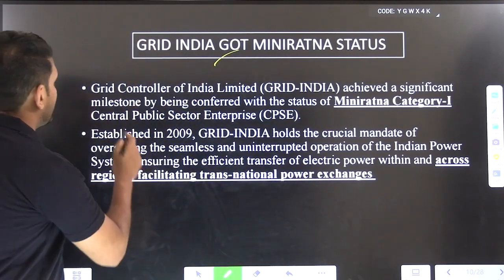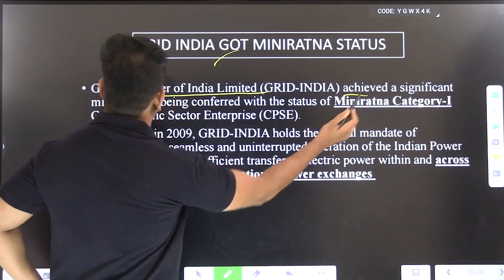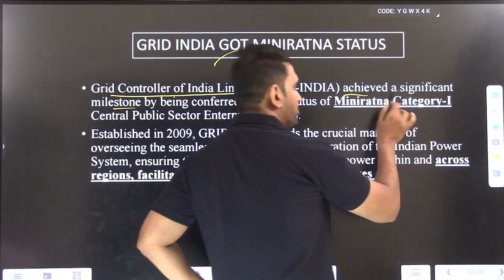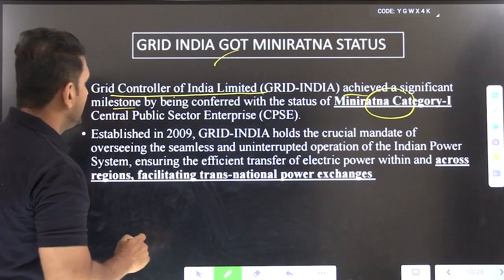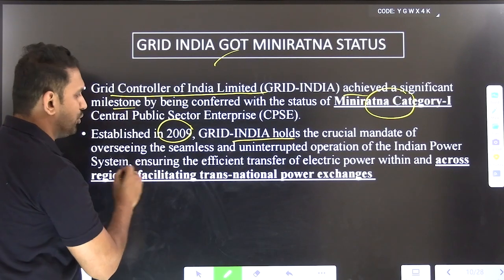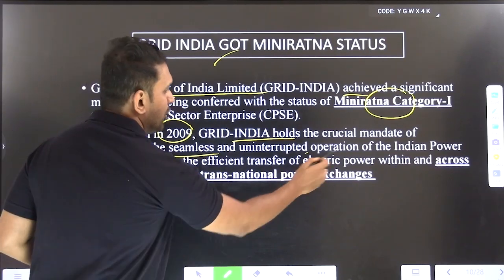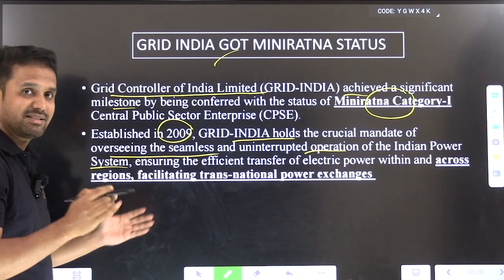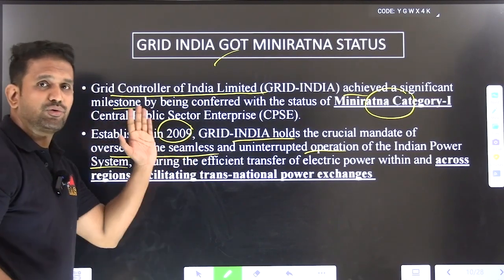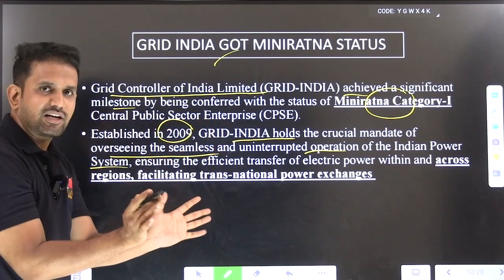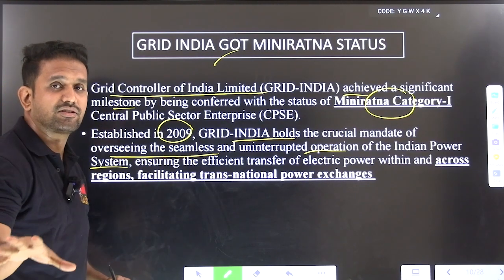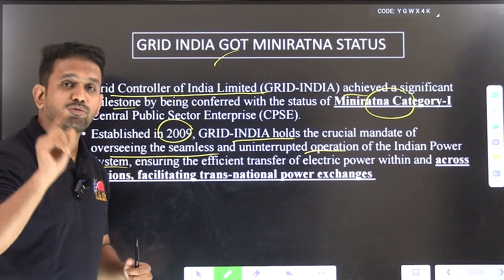Remember this point. The Grid Controller of India Limited achieved a significant milestone by being conferred with the status of Mini Ratna 1; the category 1 is better than category 2. Remember this point. This was established in 2009. Grid India holds the crucial mandate of overseeing the seamless and uninterrupted operation of India's power system. It means India's total electricity system is being managed by what? Grid. The name itself says it is a grid. It has the complete substations with it, by which it is managing all the power and electricity systems of our country. Remember this point, this is very important.